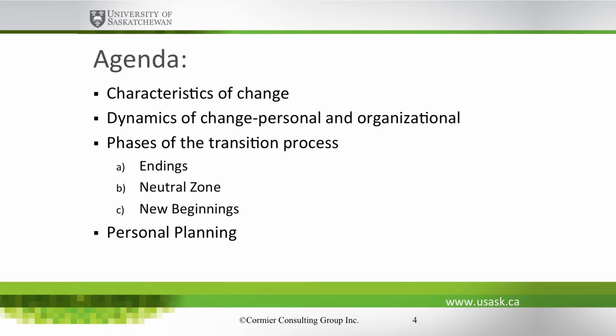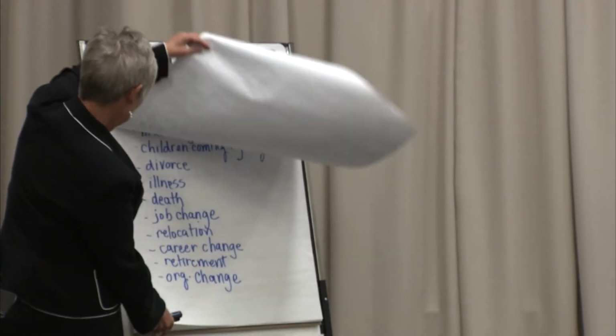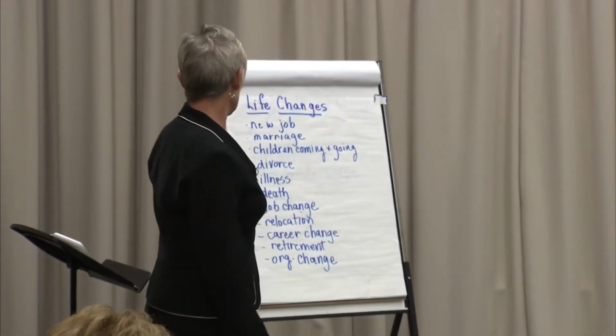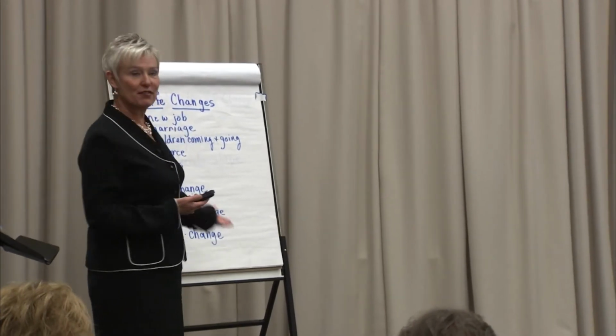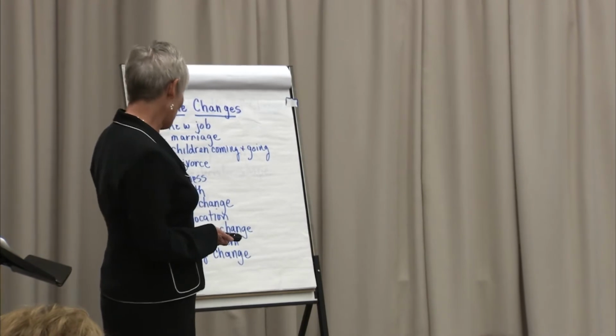Okay, so let's start by looking at the characteristics of change. And the way I'd like to do this is by having you look at, to start with, some major life changes that most adults go through. You can add to this list too, I just put some. So new job, marriage, children coming, children going, children coming, children going. It seems like they go and then they seem to come back again. Divorce, illness in the family or illness that we go through ourselves, death, job change, relocation, career change, retirement. Oh, that's not a very popular word anymore, but doing something different. Organizational change is part of that whole list.